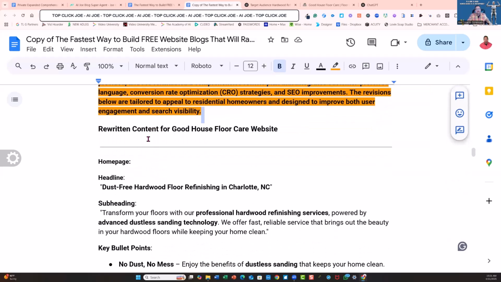Now it rewrote it. So now, okay, I know we're talking about a blog, right? We're talking about blogs, but it knows your website page first. So I just gave it all of my website page. So now it's going to rewrite the content for Good House Floor Care's website. This is a home page.